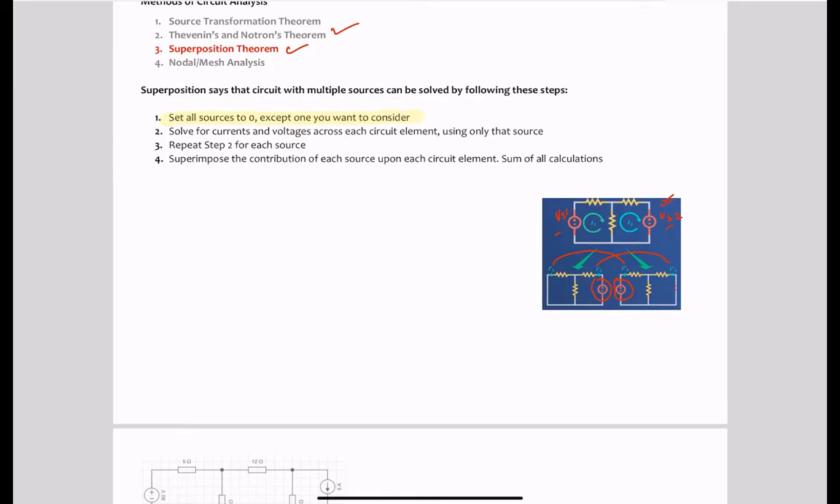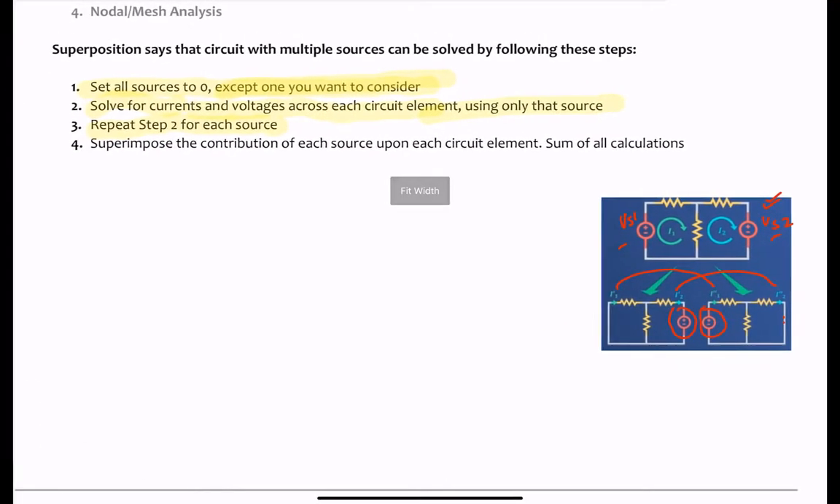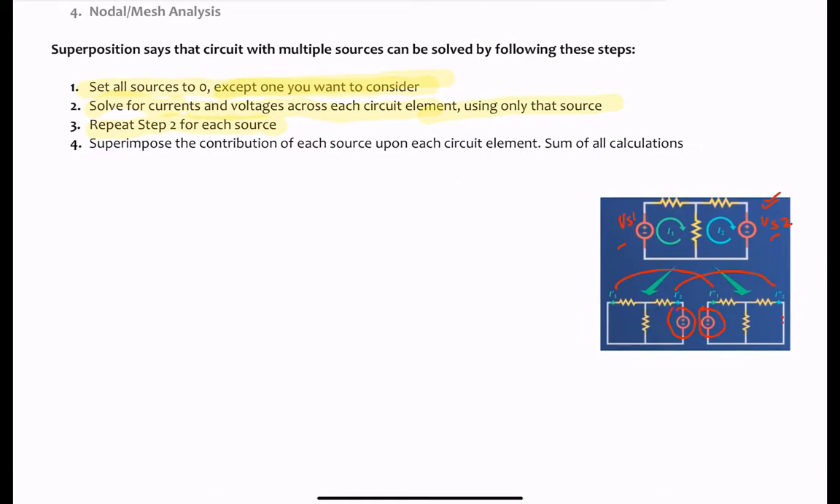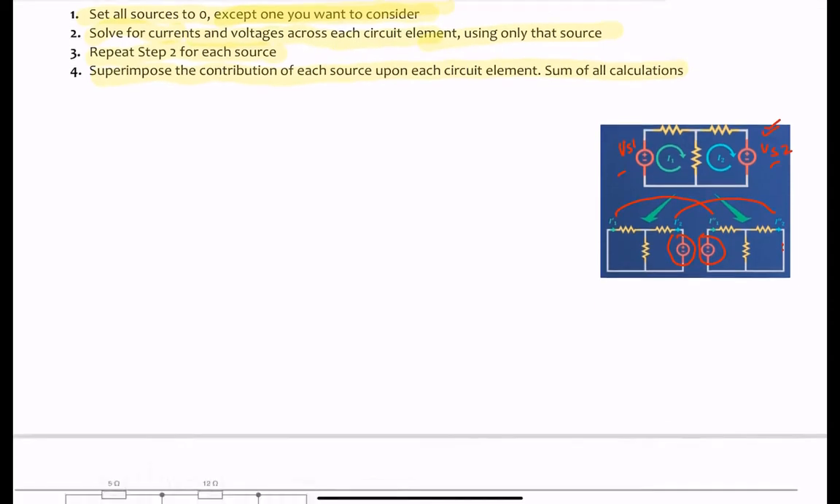So the first step is to make sure you put everything to zero except for the one source that you want to consider. You then apply KCL or voltage divider or KVL, and solve for voltages and currents across each circuit element using only that source. You repeat step 2 for each source. Remember, there are two sources here, but you may have more than two, so you keep doing it one by one. The last step is to superimpose the contribution of each source upon each circuit element, and finally take the sum of all the contributions.